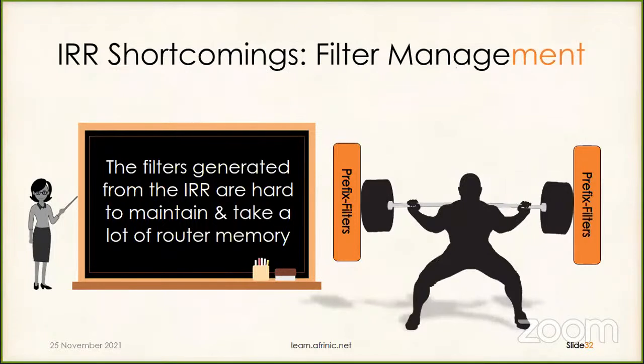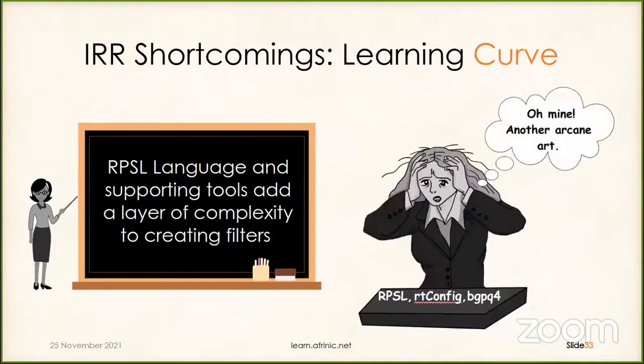The next problem with IRR is that it is resource intensive. Filtering based on a very large number of prefix lists can be very resource intensive on the router CPU and memory usage. And the IRR is based on the RPSL language. Okay, and the RPSL language and the supporting tools have proven to be very complex to consistently transpose policy into a router configuration language. This resulted in most published RPSL data being neither sufficiently accurate and up to date for filtering purposes, nor sufficiently comprehensive or precise for being the golden master in the router configuration.